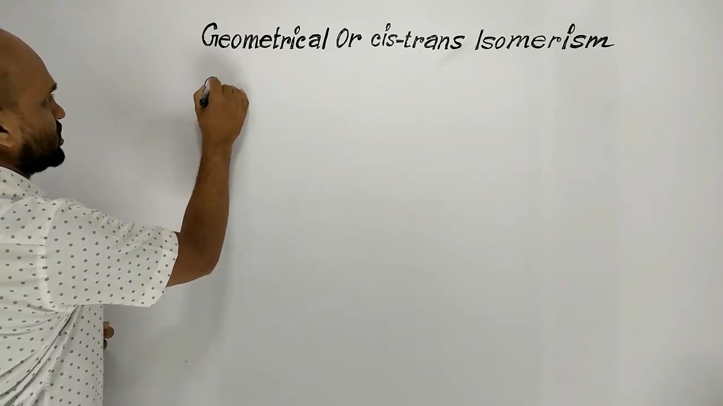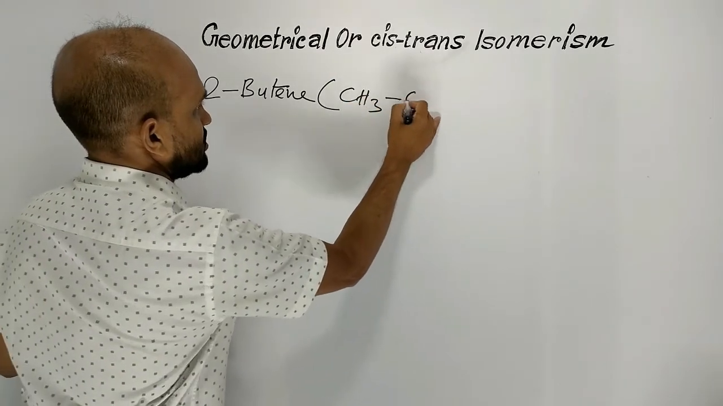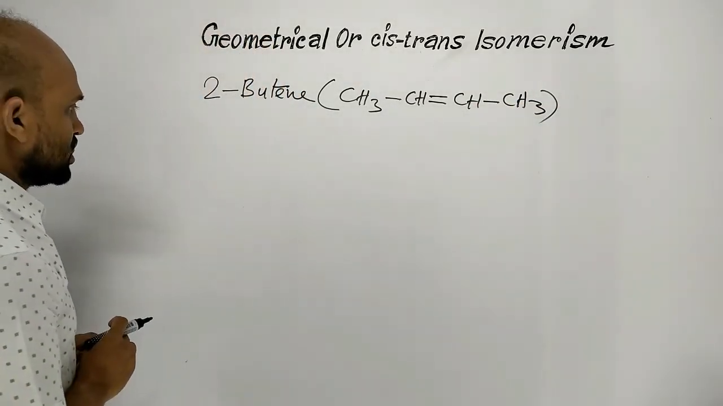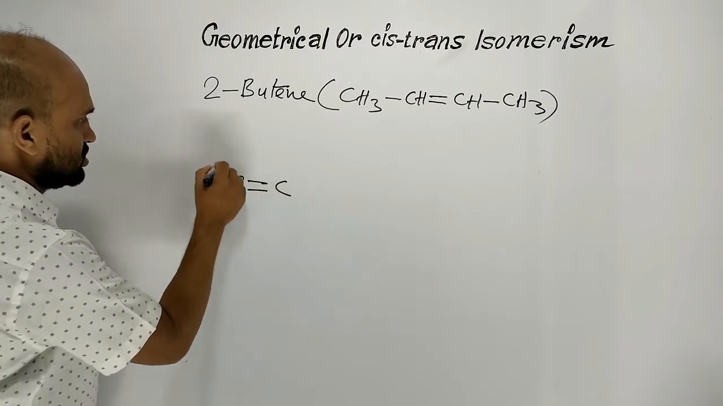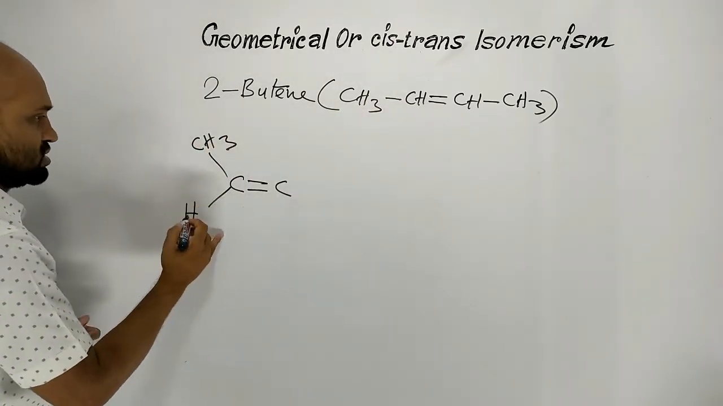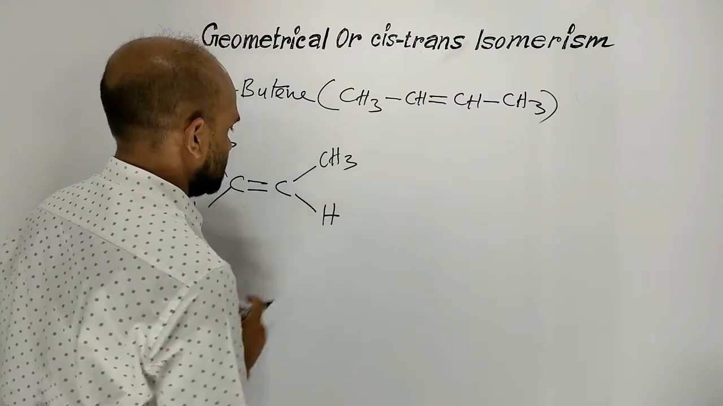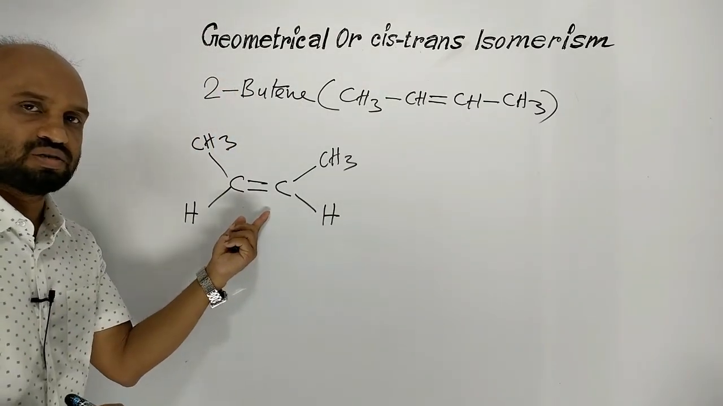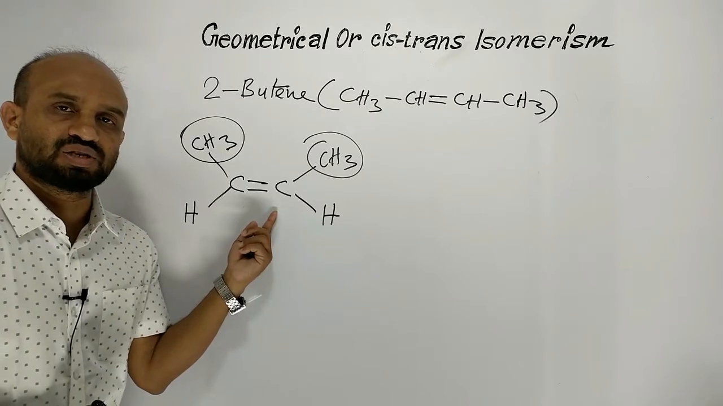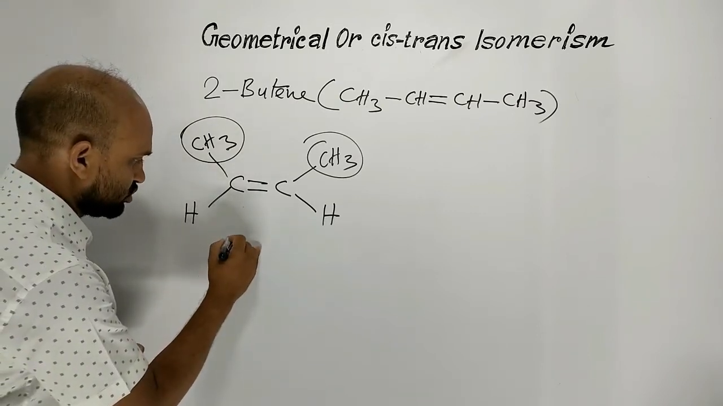The compound is 2-butene. The formula is CH3, CH double bond CH, CH3. One isomer has the carbon-carbon double bond, one CH3 and a hydrogen, and here one CH3 and a hydrogen. In this compound, we see that similar atoms or groups remain on the same side of the carbon-carbon double bond. Because of this, its name is cis-2-butene.